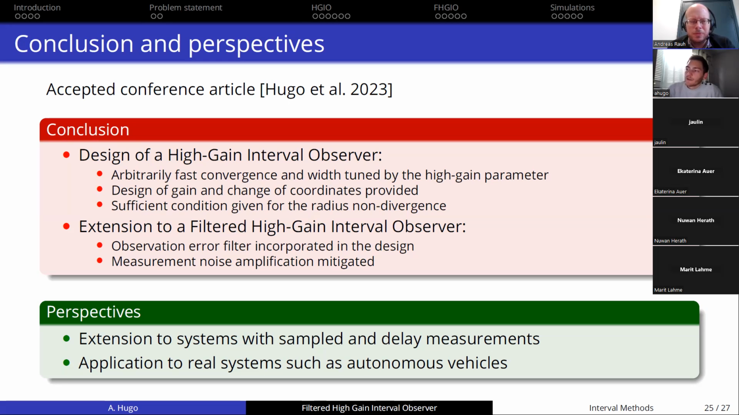If you want to consider sampled measurements, we will need to add, I would say, a predictor. It depends on what you want to achieve with the observer. So if you want to obtain continuous time estimations or discrete time estimations. If you want to obtain discrete time estimations, we just have to derive a discrete time version of this observer. It would be, I think, enough.